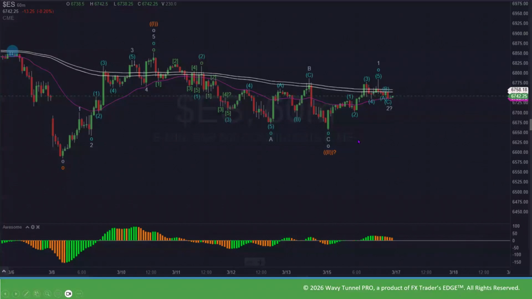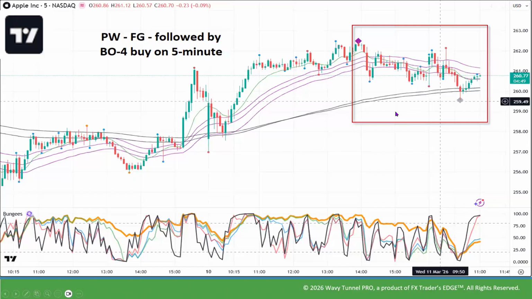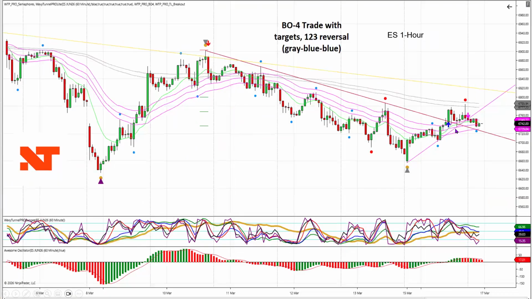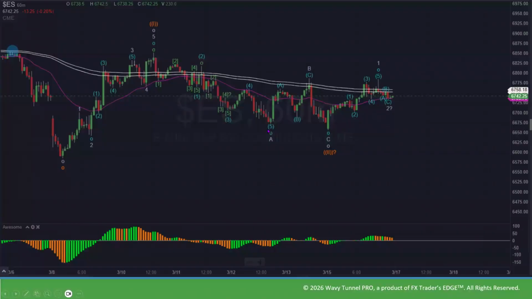And this is very interesting because this is the end of a swing move. And then we're expecting a move up. So you can use this with wave counts, and you can use this with the Wavy Tunnel Pro strategy. You can confirm the moves. You're going to learn all about these setups in the program.